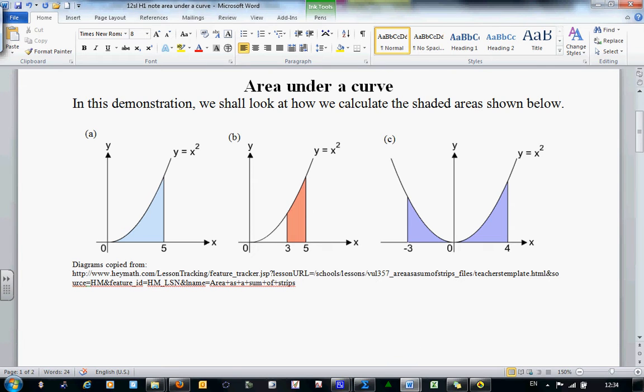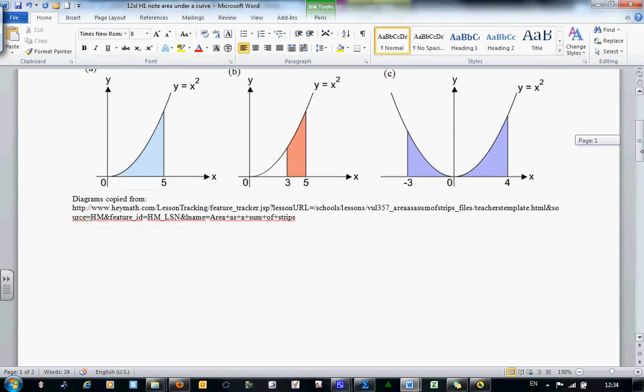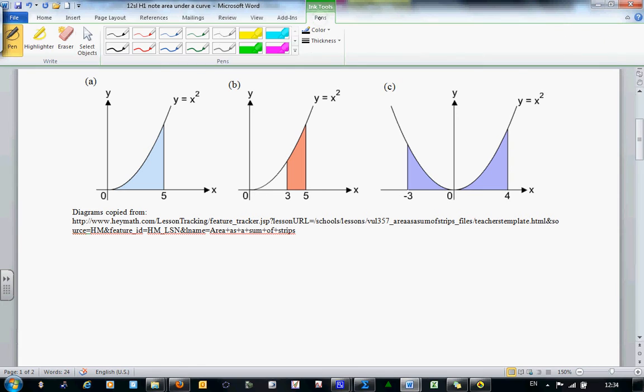In this demonstration we're going to look at finding the areas of the shaded sections under this curve y equals x squared, and we're just using this as a simple idea. It's a simple function, y equals x squared, and I think what we'll do is, if we integrate that first, then the integral of x squared dx is x cubed over 3 plus c.